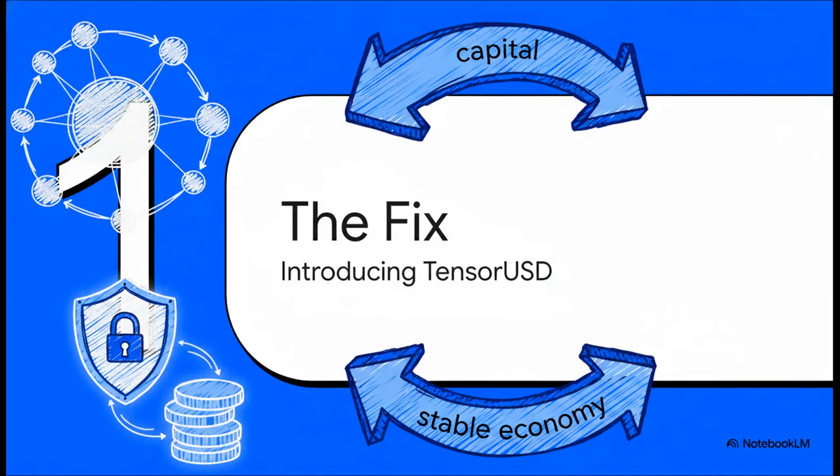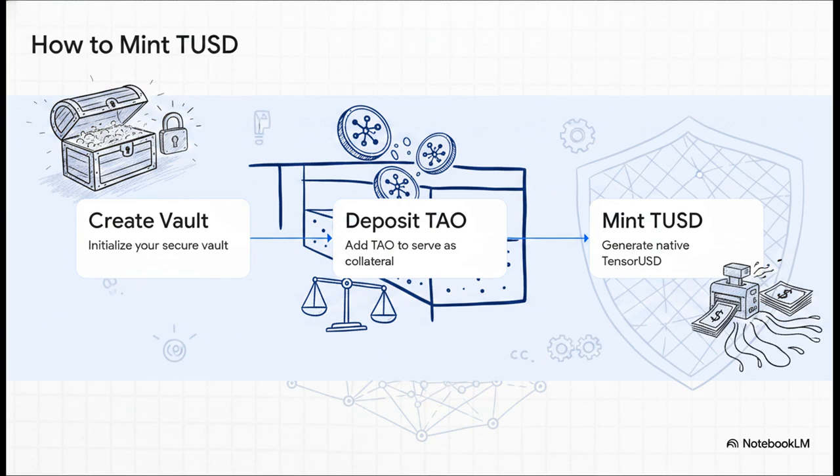Section 1. The fix. Introducing TensorUSD. Let's dig into the mechanics and see exactly how this decentralized, overcollateralized stablecoin is designed to stop that daily capital flight. The process to actually use your idle TAO is brilliantly simple. Step 1, you just create a secure vault. Step 2, you deposit your TAO to use as collateral. And Step 3, you mint TensorUSD against it. That's it. You keep your exposure to TAO while instantly getting liquid, stable US dollars to use across the network.